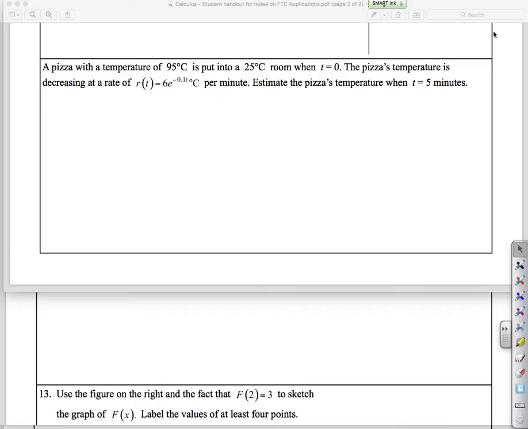Last problem. It says a pizza with temperature of 95 degrees Celsius is put into a 25 degrees Celsius room when t equals 0. The pizza's temperature is decreasing at a rate of R of t equals 6 times e to the negative 0.1 t degrees Celsius per minute. Estimate the pizza's temperature when t equals 5 minutes. Any thoughts on how to set this up?